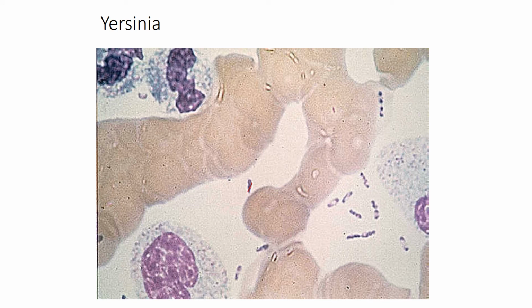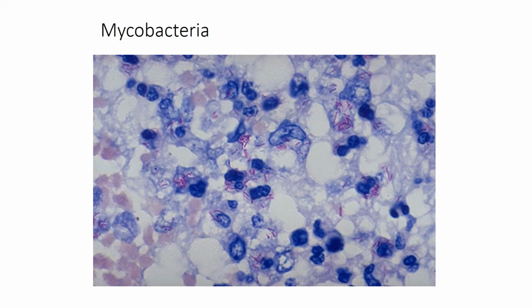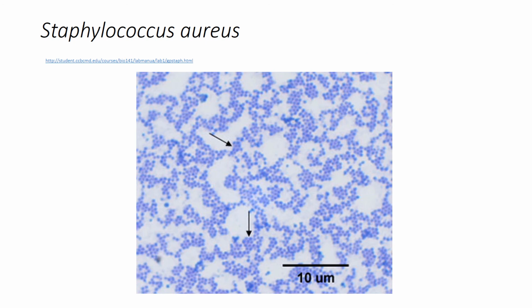Yersinia pestis, here's the organism, the deadliest bacterial organism known to man. This is the organism that caused the pneumonic plague and bubonic plague. Mycobacteria, the causative agent of tuberculosis. Staphylococcus, again coccus, circle. Staphylo means clustered, so you see a clustered arrangement. Again, they're still unicellular organisms, just a bunch of them grouped together, hanging out.